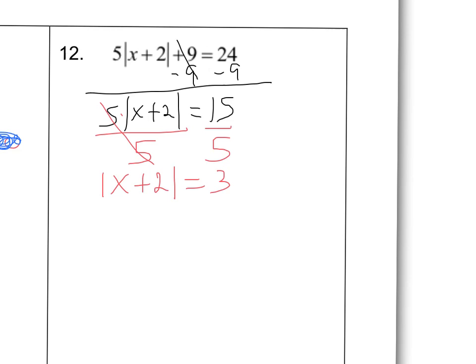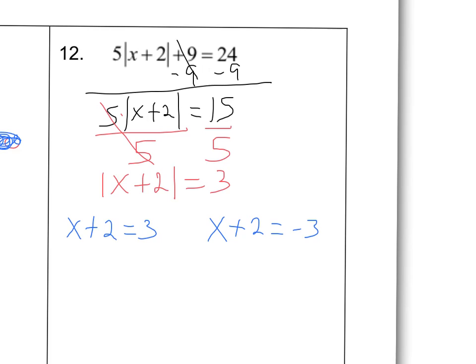At this step, this is the most important step. You need to now separate it because we have the absolute value isolated. We need to separate this into 2 separate equations. The first one is going to simply be x plus 2 equals 3. We just drop the bars off from up here. And then the next one is going to be x plus 2 equals negative 3.